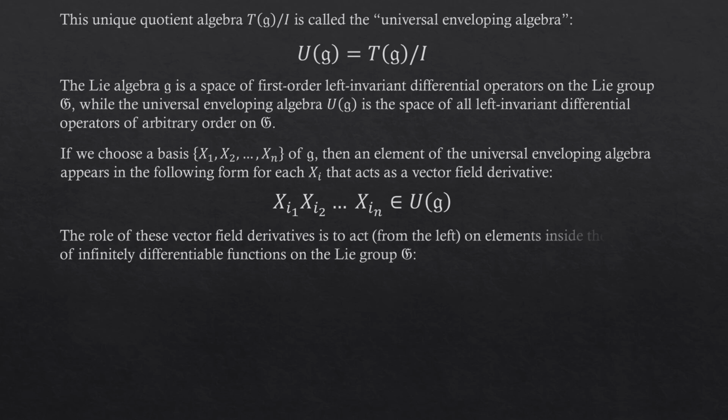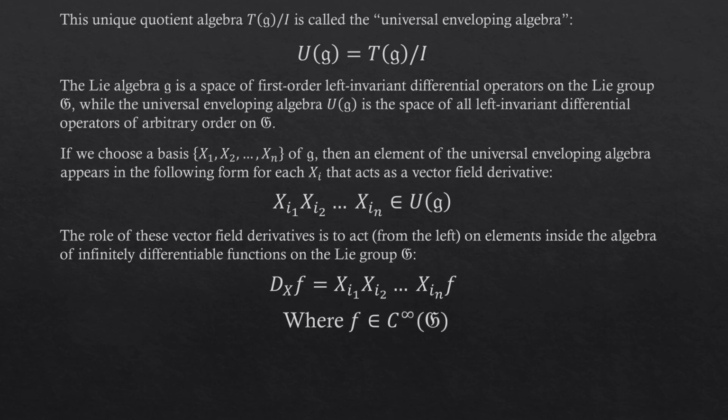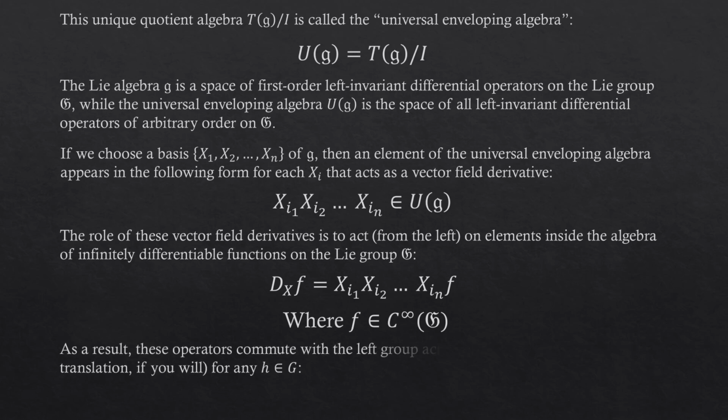And the role of these vector field derivatives is to act, from the left, on elements inside the algebra of infinitely differentiable functions on the Lie group G. So the derivation in the direction x of f is equal to these vector field derivatives acting on the left on f, where the function f is an element of C infinity of G, the infinitely differentiable functions on the Lie group. And as a result, these operators commute with the left group action, which we call a pullback by a left translation. And this holds for any element h that's inside of the group G.